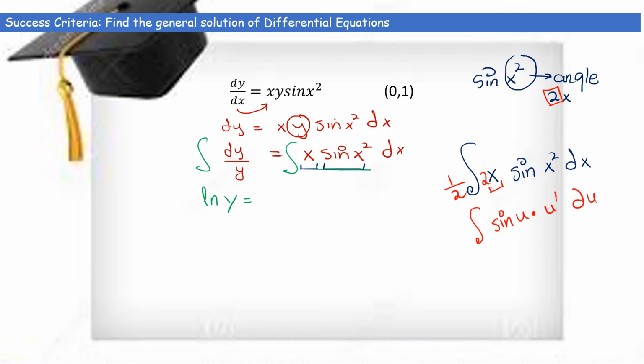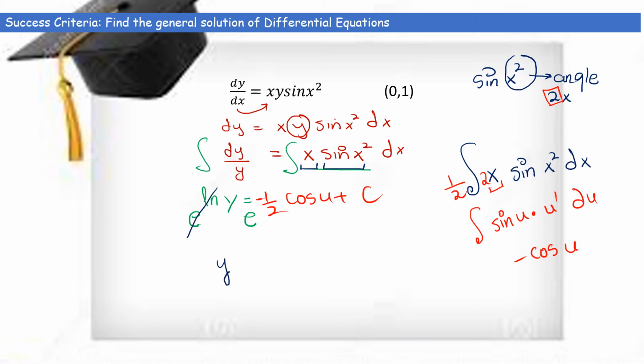So it is equal to negative cosine u. So you will write 1 over 2 as it is, and the antiderivative of sine is negative cosine. So write down negative, and here cosine u plus c. Now remove this ln by raising the power of e on both sides. So here e and ln cancel out.